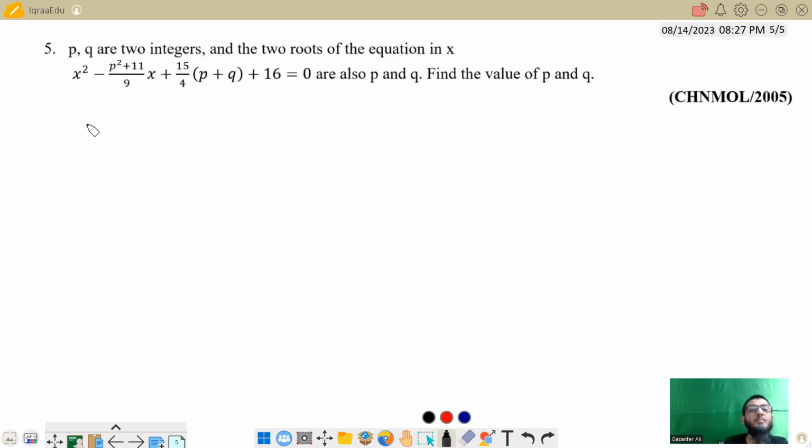Let me write it. The roots are P and Q. So P plus Q is equal to P square plus 11 by 9 and PQ is equal to 15 by 4 times (P plus Q). Do you conclude anything from here? Before moving forward, is there any conclusion from these two equations?